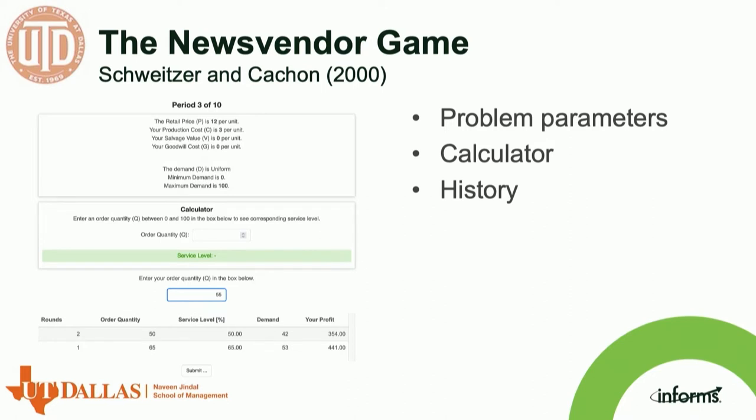Is it a good strategy to play this before explaining the newsvendor, or do you explain the newsvendor first? I play it before I explain the newsvendor. Yeah, so it kind of breaks the ice. Then after this, I would give them the motivation about why the newsvendor is important, and then I would show them the solution.